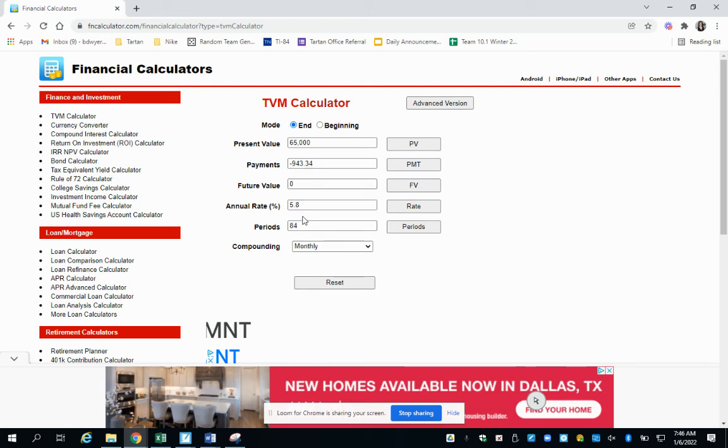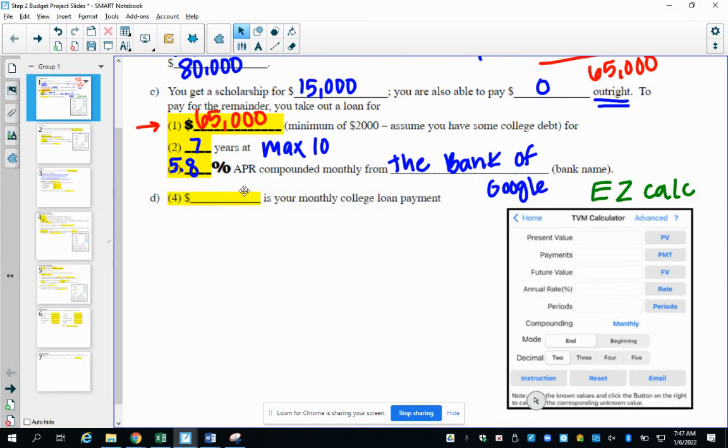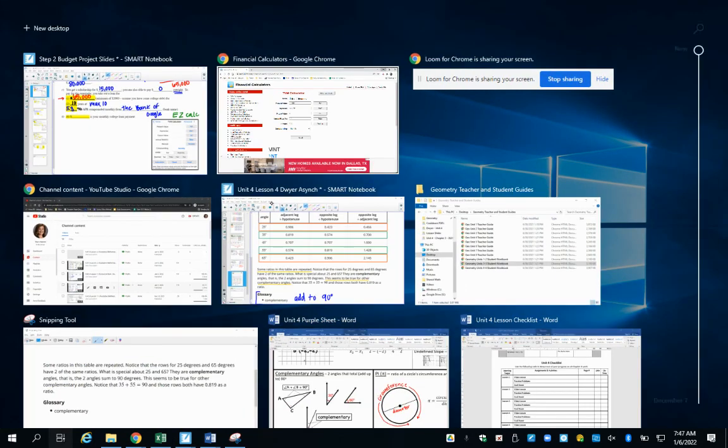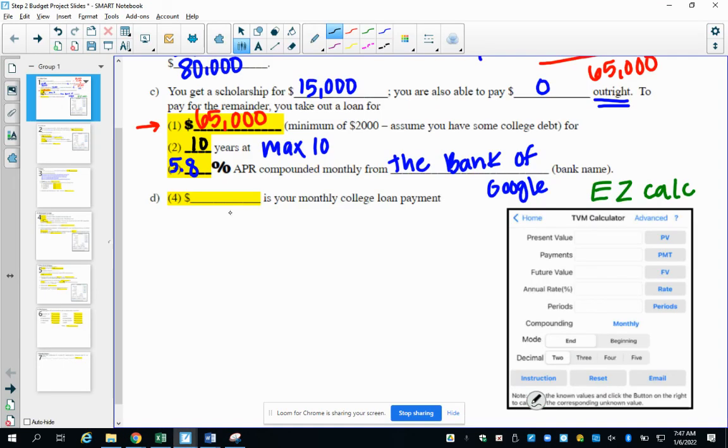So if that feels kind of high, we could extend this out. So I could change it to 8 years, which would be 96 payments, and then recalculate. Okay. Or 108 for that 10 years. So I'm going to put it at 10 years, a $773.96 payment. So then make sure if you change it around based on that calculation that you change this number. So I'm going to change it to 10. And then that was $773.96. So that's how you would do your college loan payment.